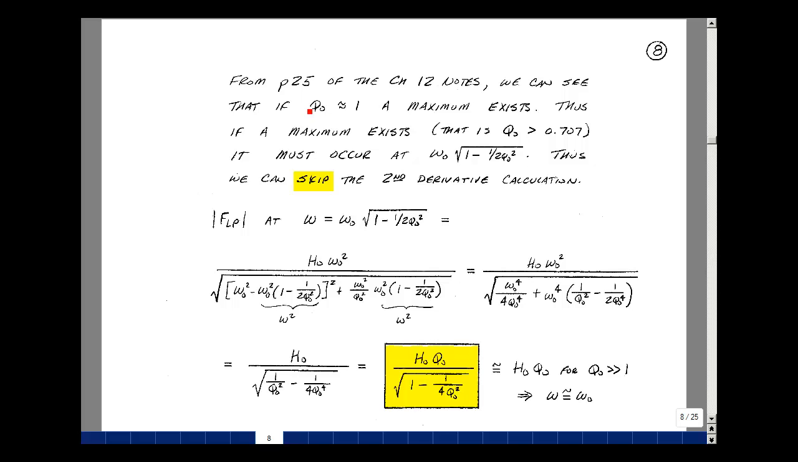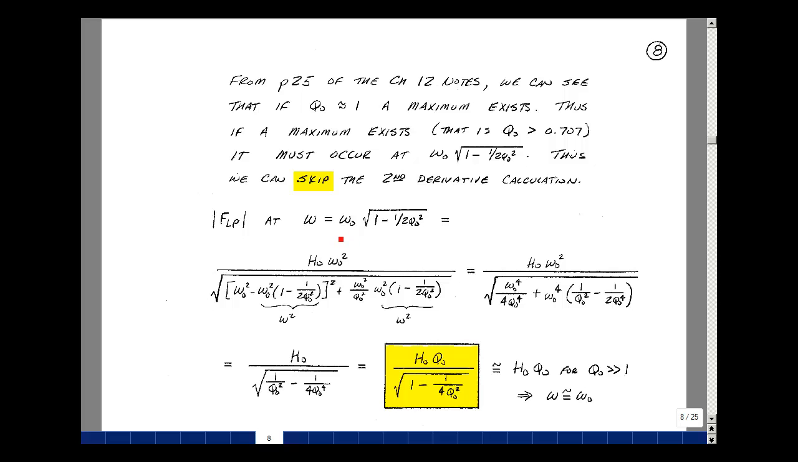In Chapter 12 on page 25, we looked at plotting the magnitude of form 8, which is part of our transfer function for a low pass. And we saw that when Q naught was 1 or greater, a maximum existed. From our derivation on the last page, we showed that there was one critical frequency, and that was when Q naught was greater than 0.707. If a maximum does occur, it's at this frequency. We really could skip the second derivative test, since we already found the frequency where a maximum would exist. Now, if Q naught is 1 or greater, then squaring it is going to make this a small number, and we're going to be approaching omega equal to omega naught.